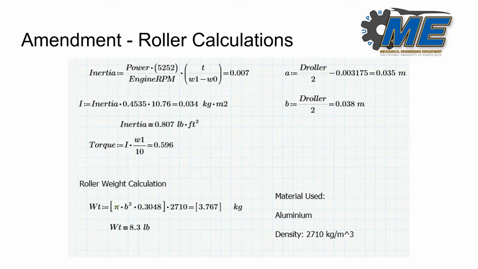With the amendment, the inertia will now be 0.807 pounds per foot squared, and for the roller weight calculation, the material used now will be aluminum, which has a density of 2710 kilograms over meters cubed. This results in a total weight for the roller of 8.3 pounds.